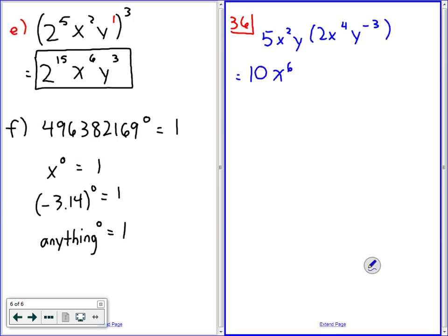Okay. To make sure you understand this, one last time. First of all, what's the power beside the y? So what's y to the power 1 times y to the power negative 3? Negative 3. Remember, we have to add the exponents, right? So it's going to be 1 minus 3, you get minus 2.